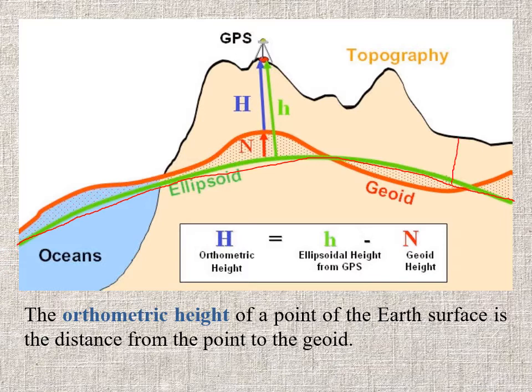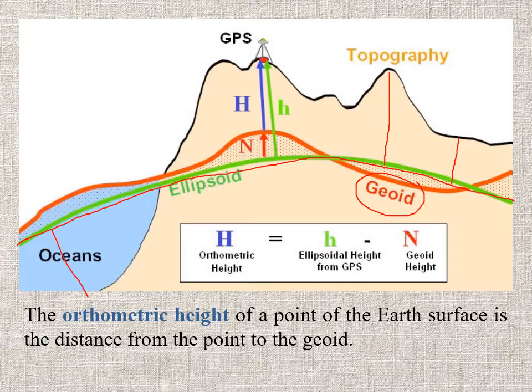Here you can see this much additional height, here you can see this much additional height, whereas here you can see this much depth, negative height is there. So for mathematical purposes particularly, people thought of and defined, in a more scientific way, an imaginary surface which is known as the geoid, or often it is called the geoid surface.